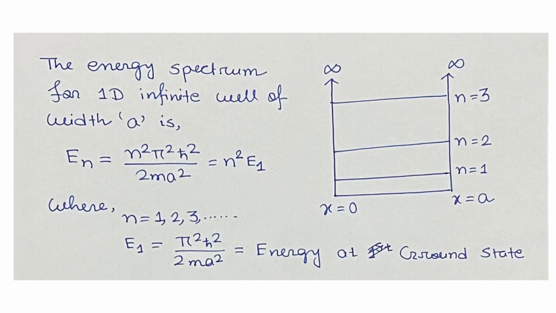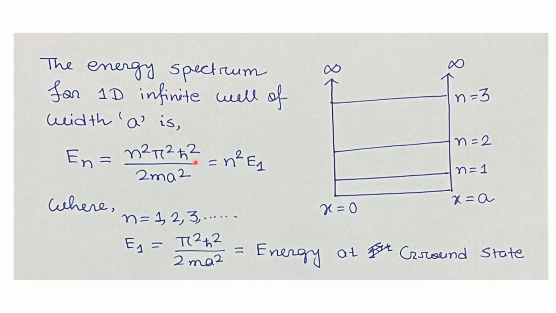If you have solved the problem for a one-dimensional infinite well having width a in your basic quantum mechanics, then you know the energy spectrum for a one-dimensional infinite well having width a is given by En equals n² π² ħ² divided by 2m a², where n is the principal quantum number of this system. So En is the energy of the nth energy level of this potential well.